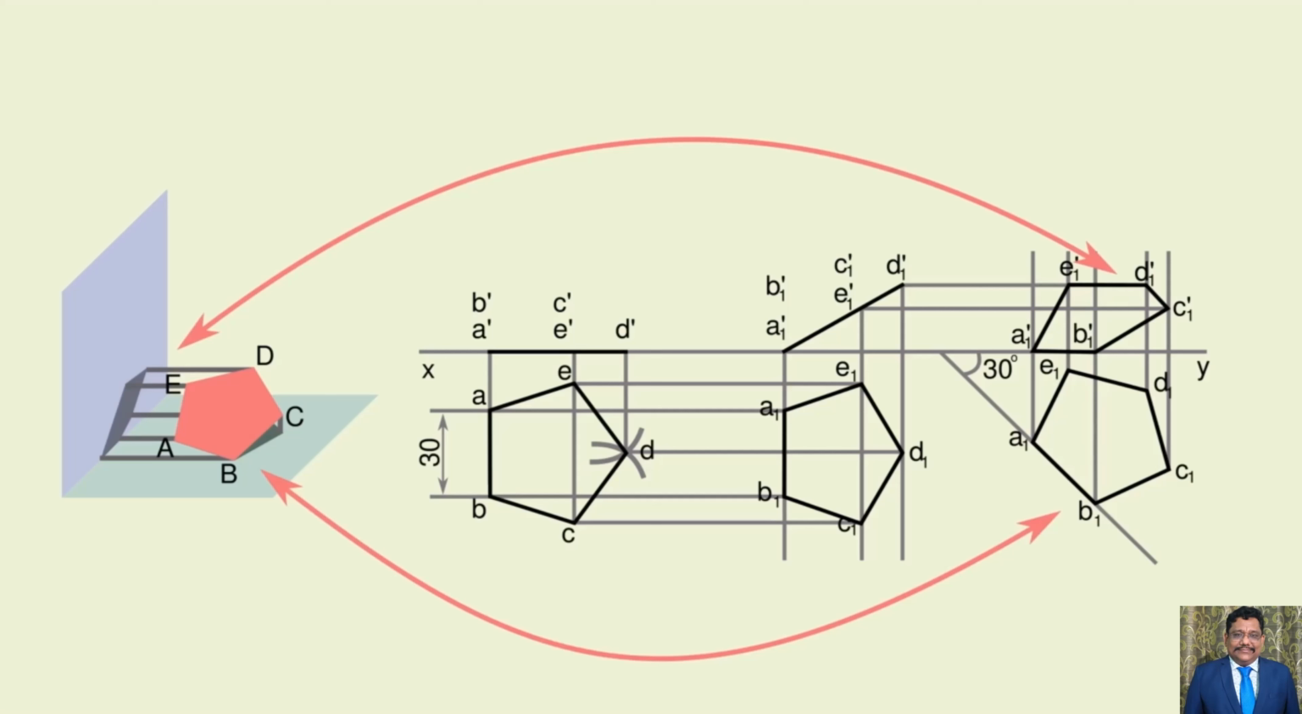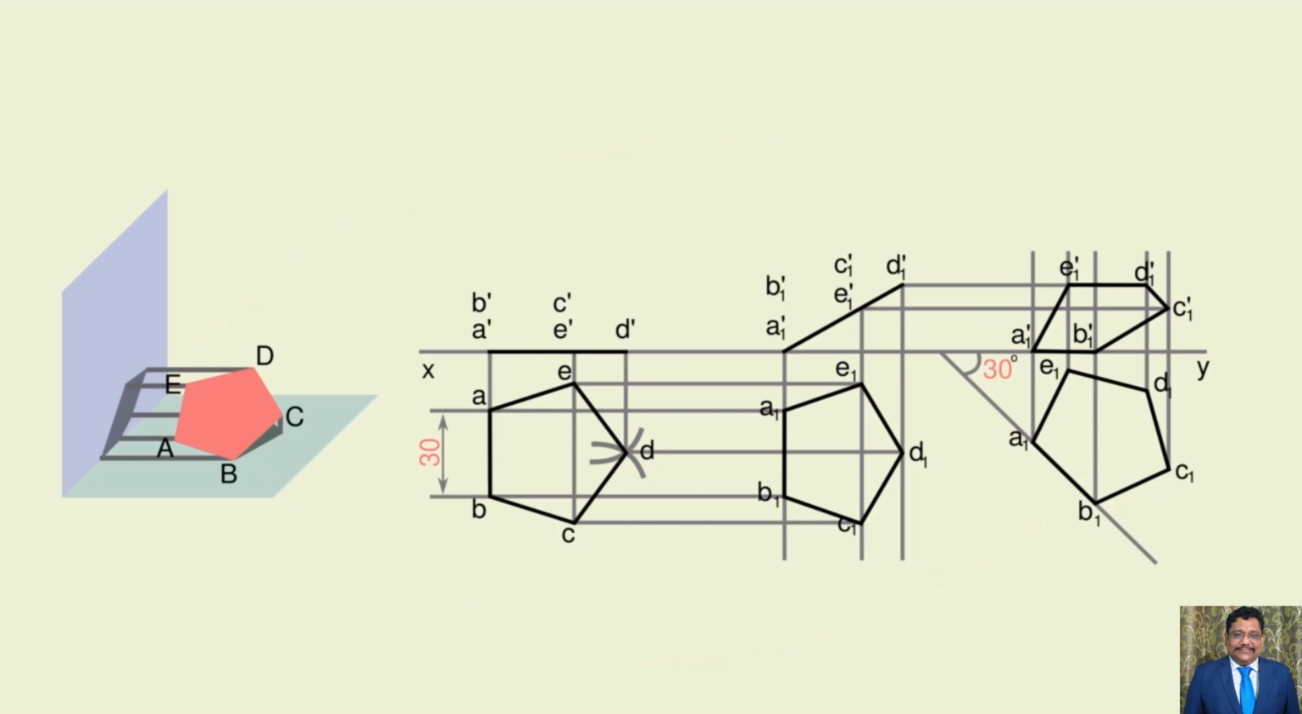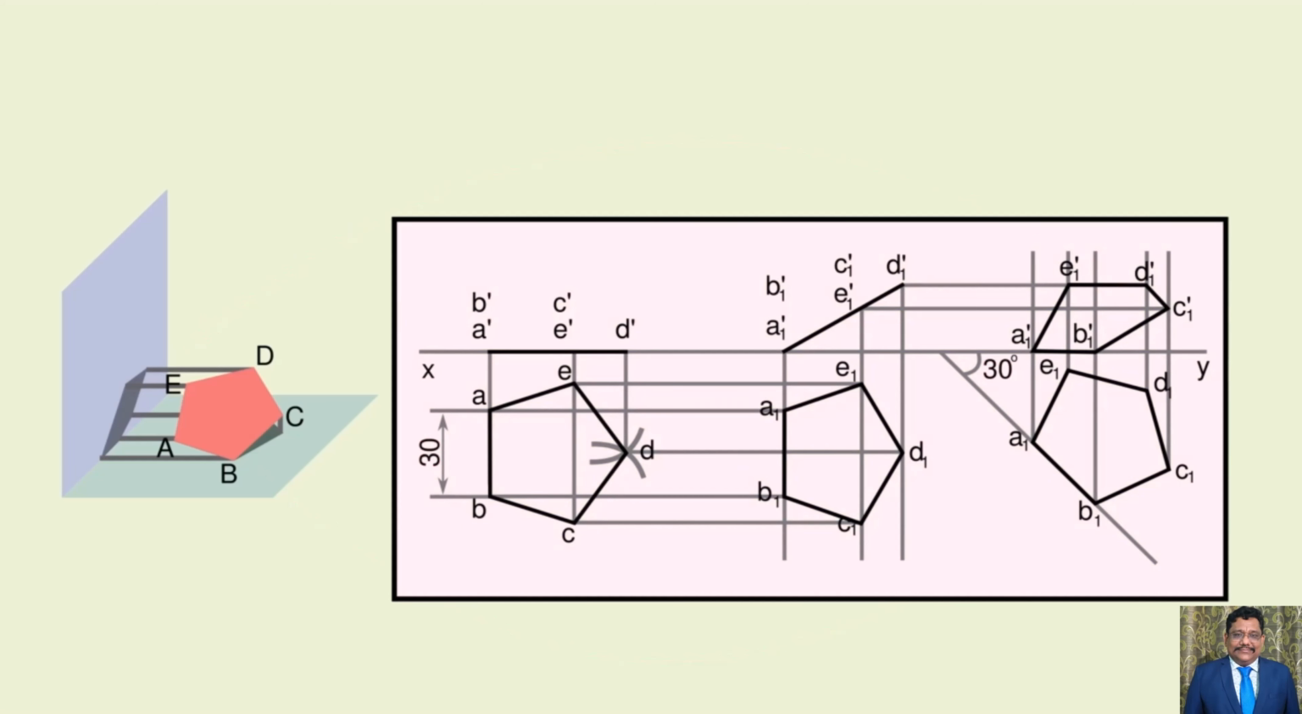This is our required view when a plane is inclined to both the planes. And keep the dimensions as much as the drawing needs. This is the orthographic projection of the plane surface obtained by the above sequence of operations.